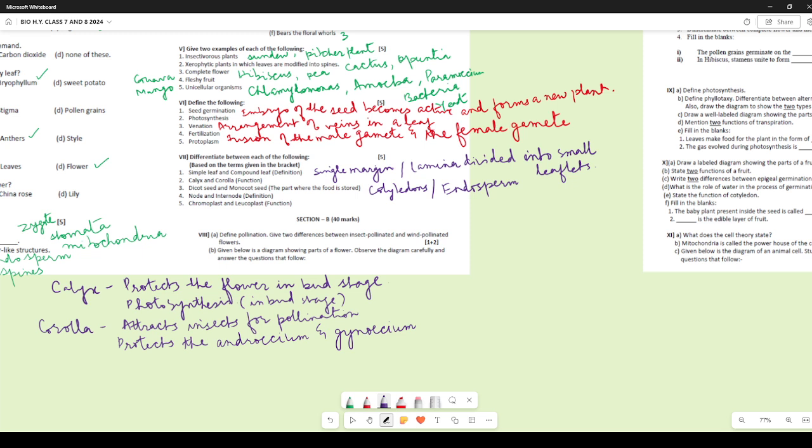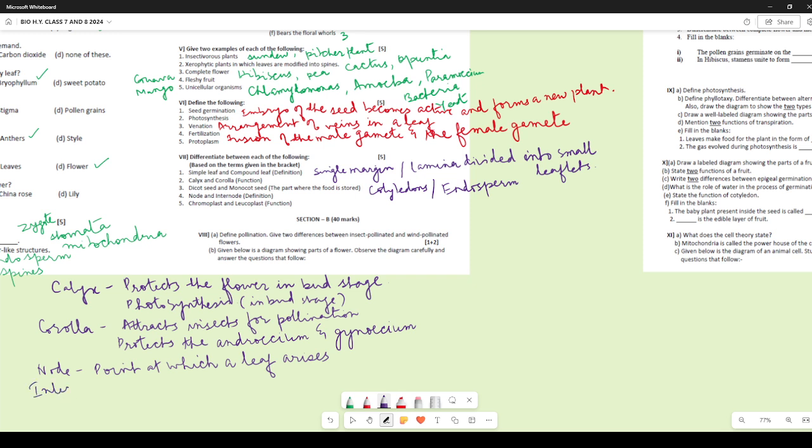Node and internode. How do we define node and how do we define internode? So, what is a node? A node is the point at which a leaf arises, right? Node is the point at which a leaf arises. So you see a leaf arising on a stem, so that point is called the node.